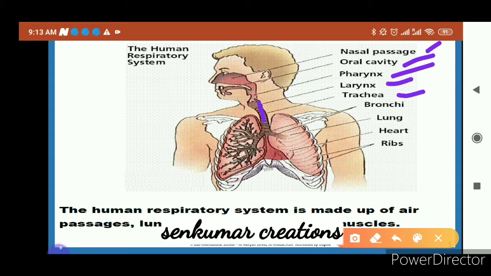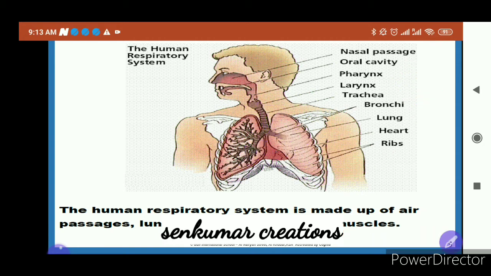You can see this is the trachea, this part, and the trachea is again divided into two parts. One division goes to the right lung and another division goes to the left lung. So these branches we call the bronchi. Bronchi means the branches which divide from the trachea to the different lungs, both the left side lung and the right side lung. So this part is the lung and the heart is inside. This is the heart and the ribs are there. We know the ribs very well.